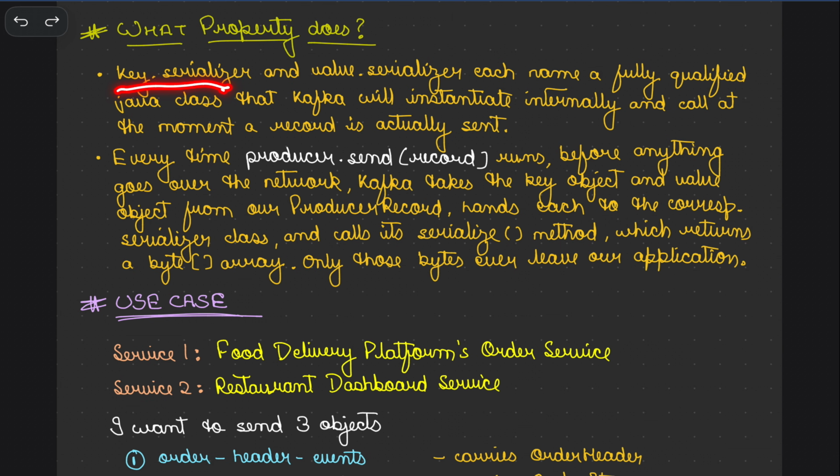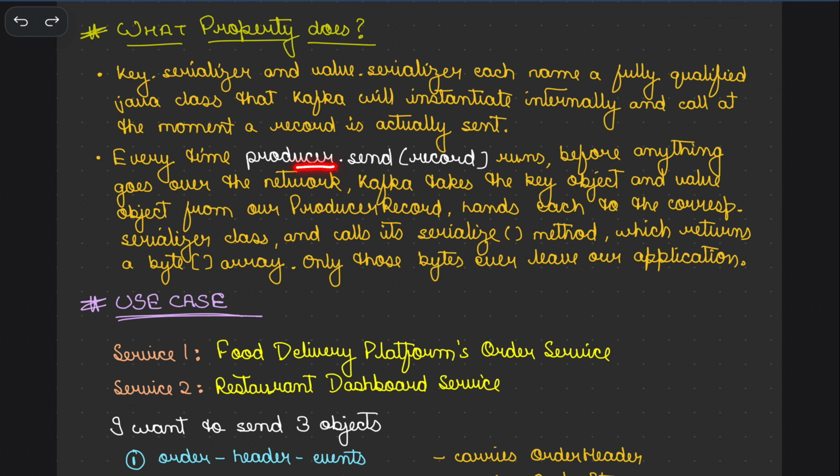So key serializer and value serializer each name a fully qualified Java class. Whatever value we have passed corresponding to key and corresponding to value is nothing but a Java class that Kafka will instantiate internally, and call at the moment a record is actually sent. Whenever the producer uses the send method with a record, which is the data, this runs before anything goes over the network. Kafka takes the key object and value object from our producer record. I'll be explaining what a producer record is.